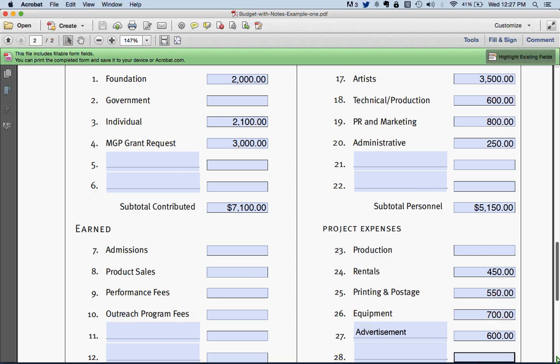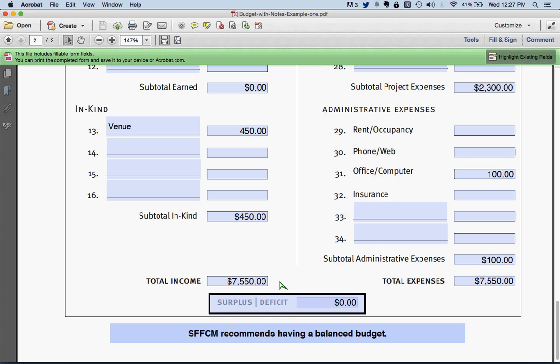And then if we scroll down to the bottom, I think one important thing to note is that the total income that they're estimating matches the total expenses that they're estimating. And this is generally good practice when doing any kind of budgeting for when you're applying to a funder like the MGP or any other institutional funder, to make sure that you're zeroing out your budget, so having income that equals expenses. You definitely don't want this number to be a negative number.